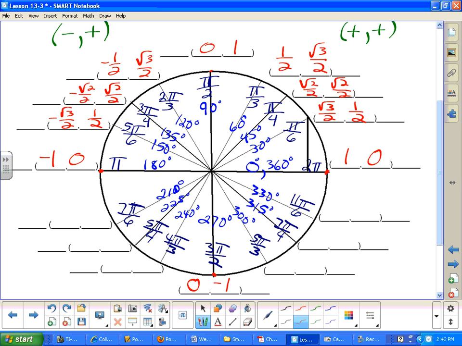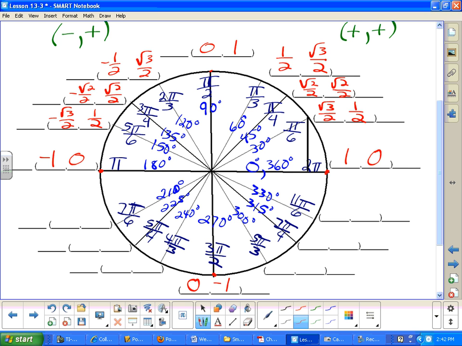And here's the thing. Remember, like I said, these are coordinates of actual points. So that means my y value here should be the same as my y value over here. Positive 1/2, positive 1/2. My x value here should be the same as this x value here for that triangle. So you have to remember that.